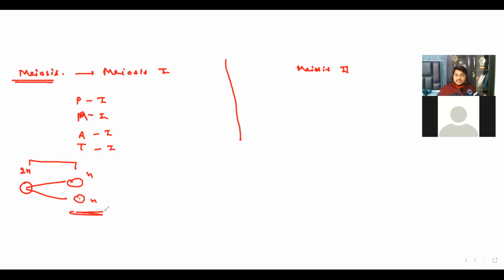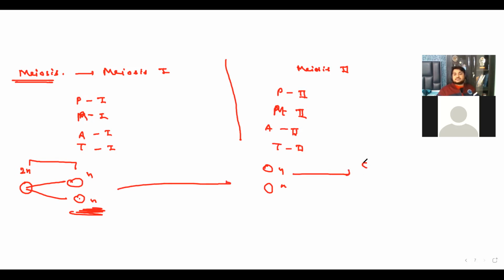But remember, n is already formed in meiosis one. When these two cells enter meiosis two, it has prophase two, metaphase two, anaphase two, and telophase two. So when these two cells, n and n, enter it, a cell that is n will remain n.